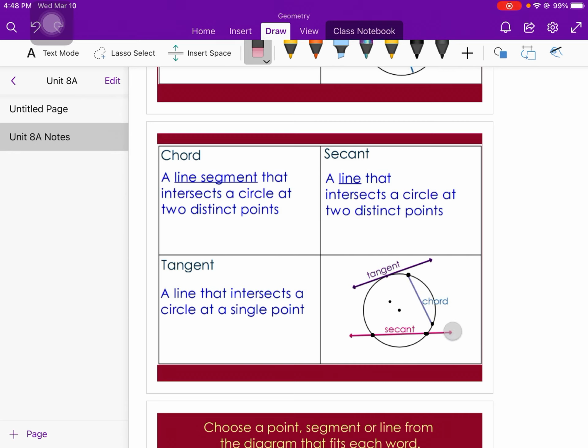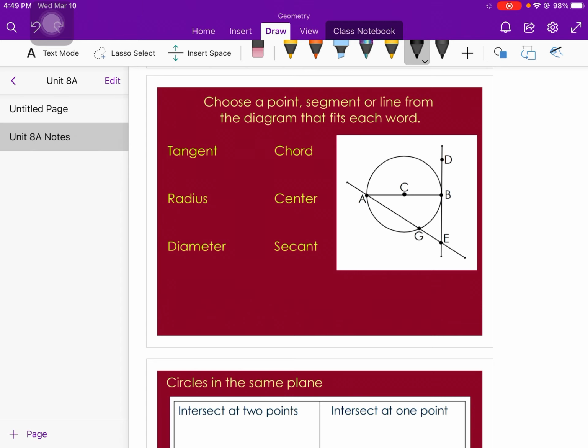And then we have a tangent, which we've heard this word before, but what tangent means here, it's a line that intersects a circle at a single point. So it can only touch at one point. It gets really, really close, intersects at one point on the circle.